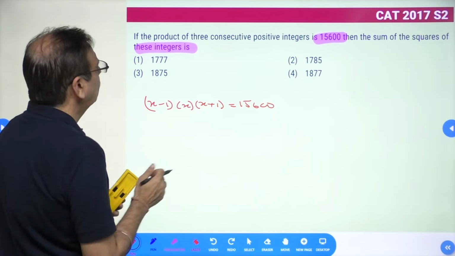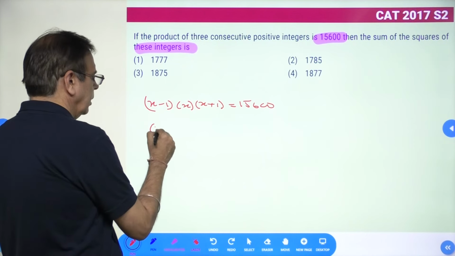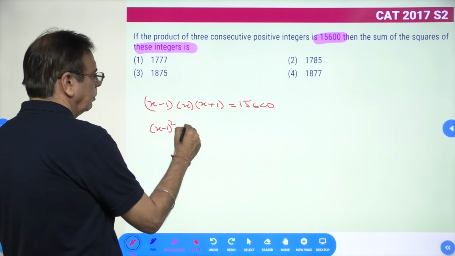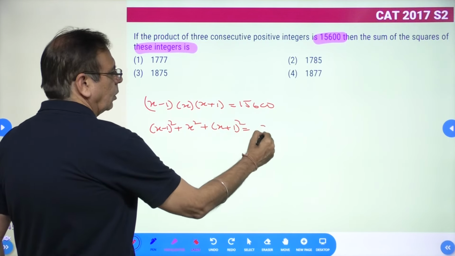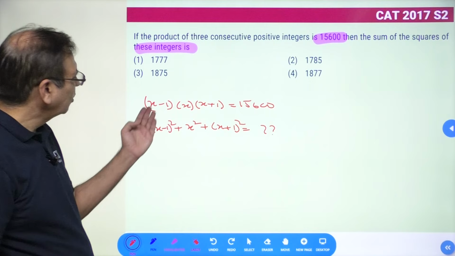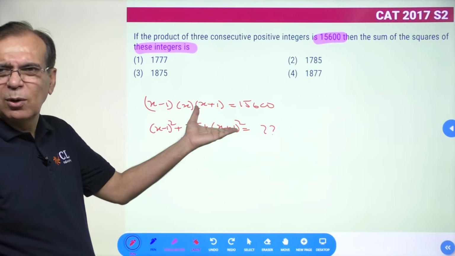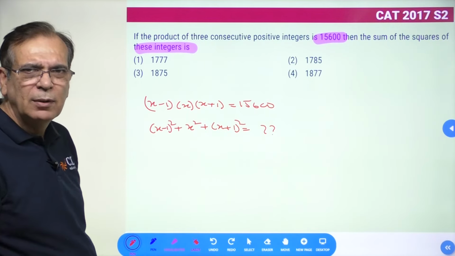The question is asking us the value of the sum of the squares: x minus 1 whole square plus x square plus x plus 1 whole square. This is what the question is asking us. It is an equation, and you can solve it, but if you are going to solve these equations, you'll be wasting your time.